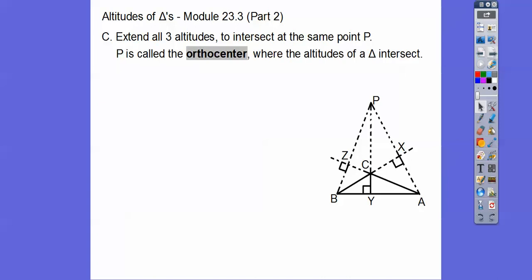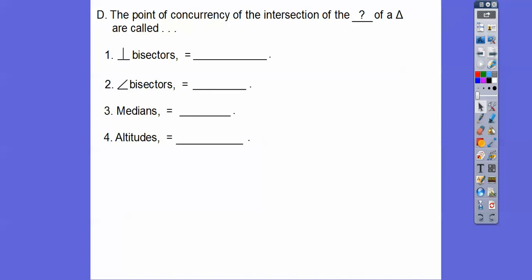Okay, so let's go back here. So the point of concurrency of intersecting lines of a triangle is called, sorry, my wording is getting a little bit long or awkward. So here I'm going to insert perpendicular bisectors. The point of concurrency of the intersection of the perpendicular bisectors, that was from about 5 lessons ago, was called the circumcenter.